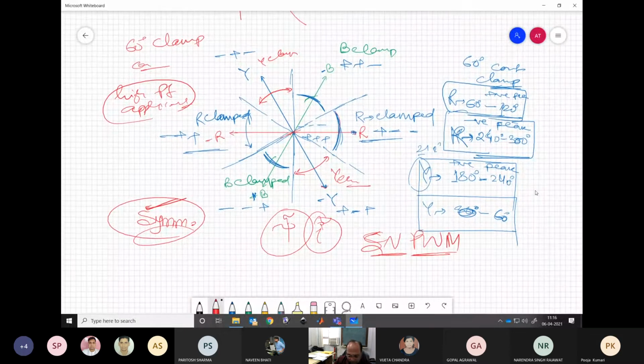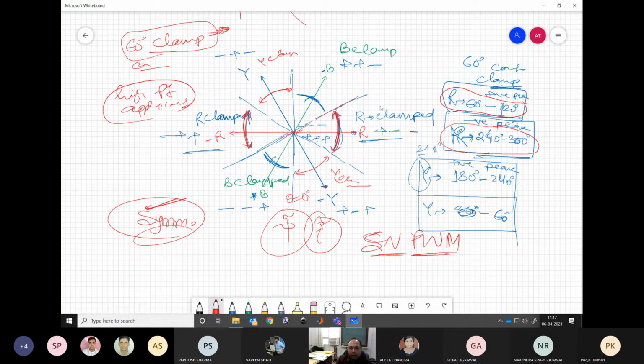For example, in the 60-degree clamp, we tried to clamp the R phase between 60 degrees and 120 degrees, and on the negative side between 240 degrees and 300 degrees. So if you see here, the range we are talking about is 60 to 120. For this theta equal to 0, this is the range over which we can clamp R. For the continuous 60-degree clamp, it is near the peak, 30 degrees around the positive peak, and similarly 30 degrees around the negative peak.